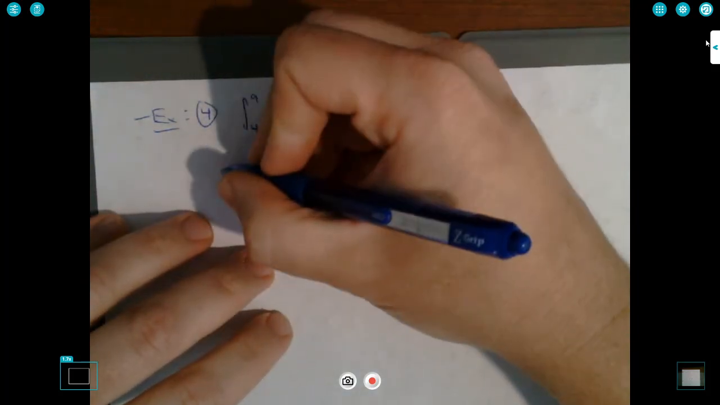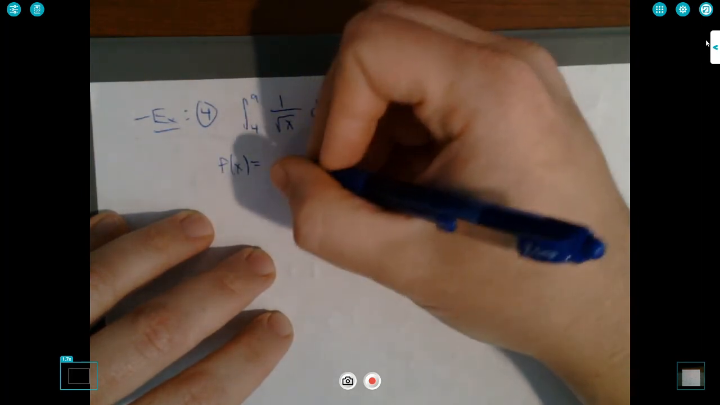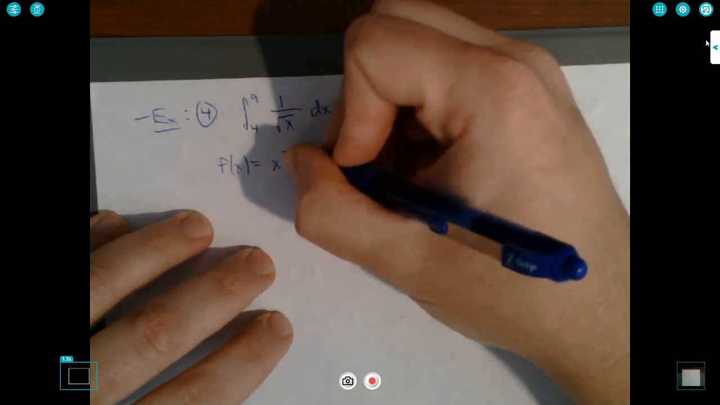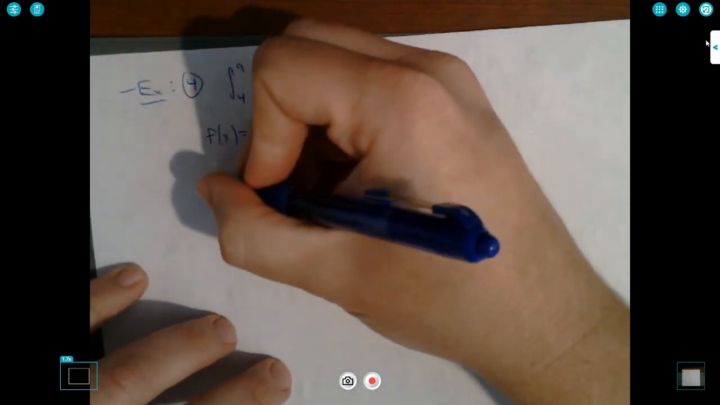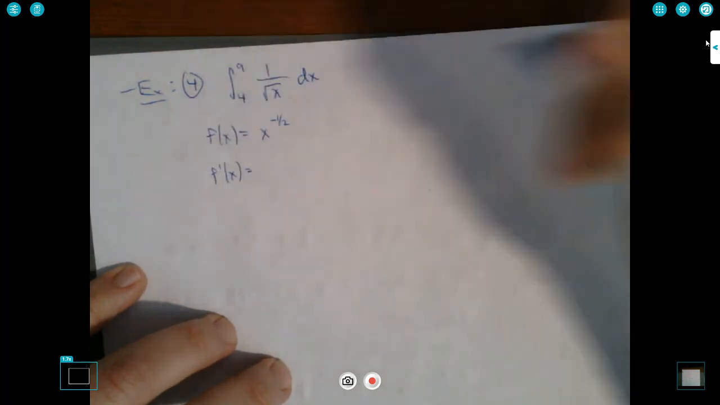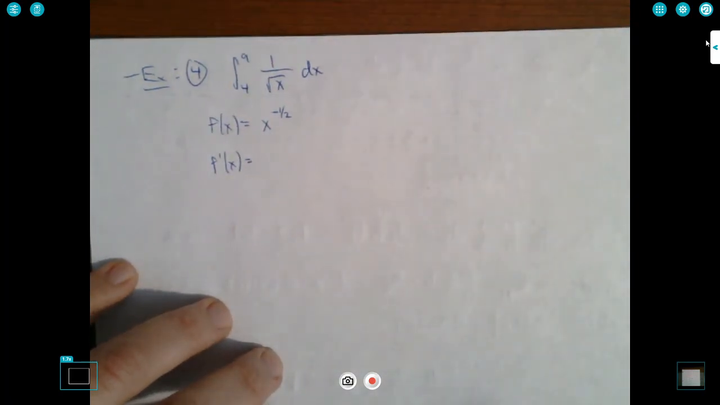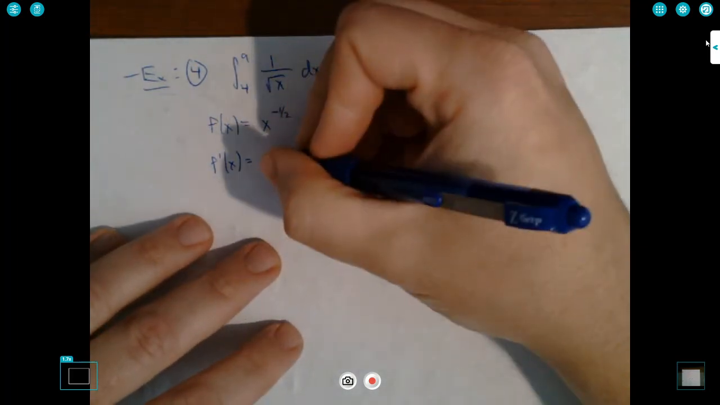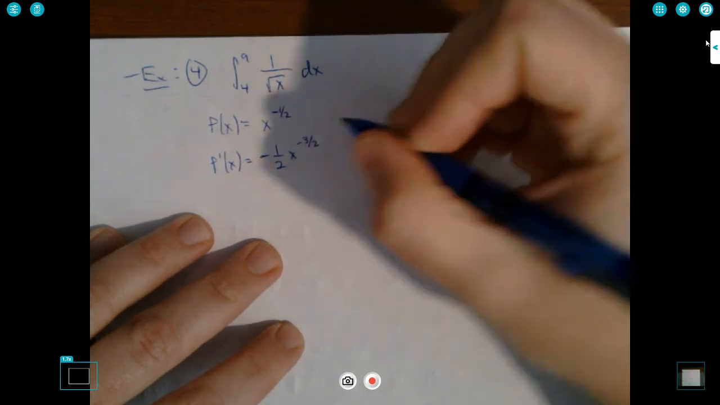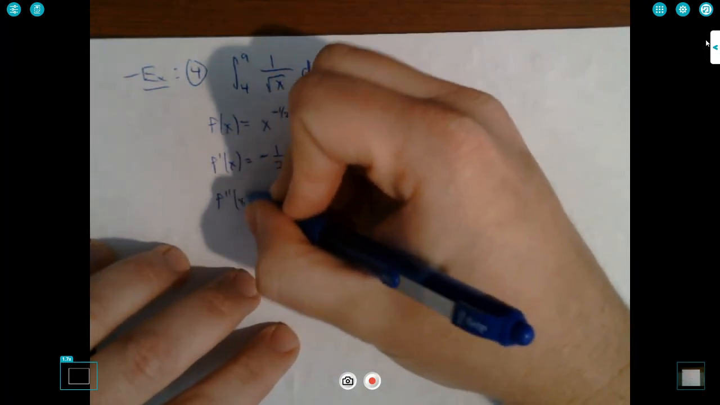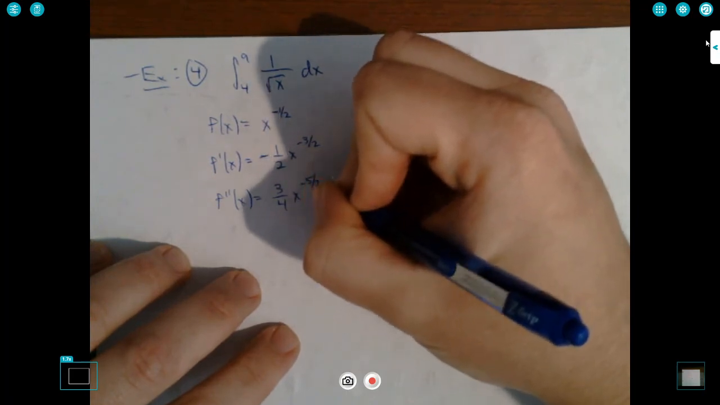So f of x is 1 over square root of x. I'm just going to call that x to the negative 1/2 power, and then I'm going to take a bunch of derivatives of this thing. So f prime of x, right? Because I want to find the maximum value of f double prime, which means I need to go to f triple prime at least. If you remember back to your Calc 1 days, f double prime is 3/4 x to the negative 5/2.